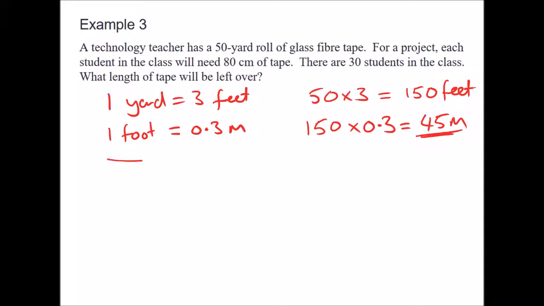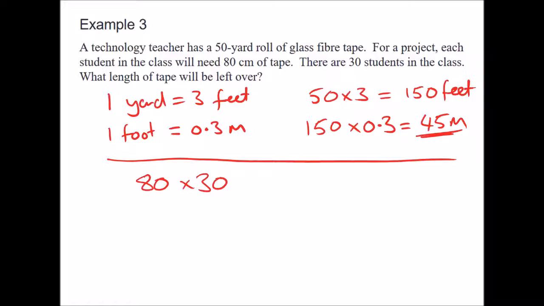Now, the second half of this question, we should look at the students. So we've got 30 students and they're all using 80 centimeters of tape. So if I want to work out the total length of tape needed in terms of centimeters, I'm going to need to do 80 multiplied by 30. So 80 multiplied by 30 is 2,400, and that was in centimeters. So converting that into meters, well, it should be obvious that that is going to be the same as 24 meters. There's 100 centimeters in a meter.